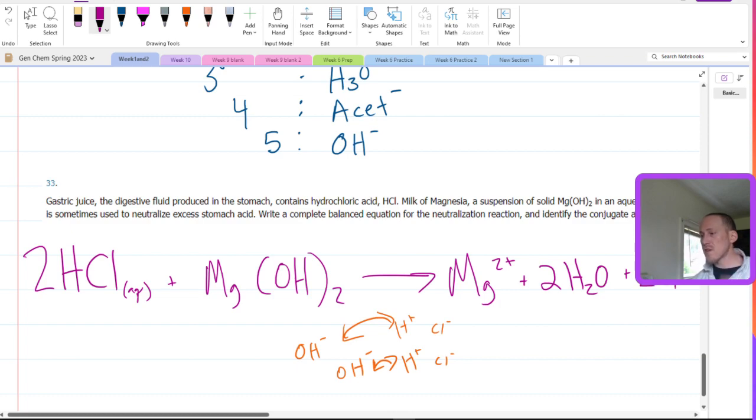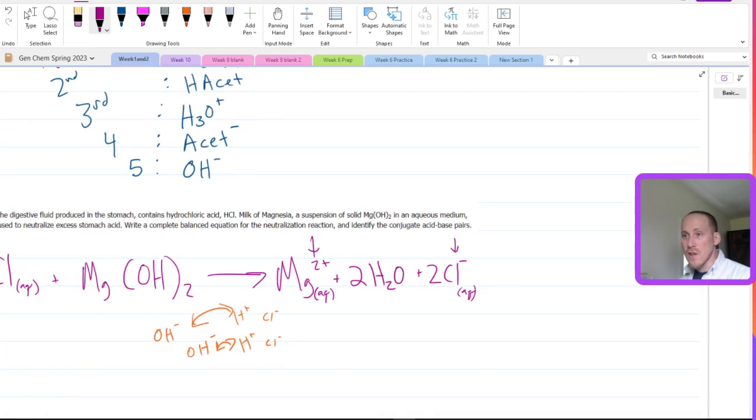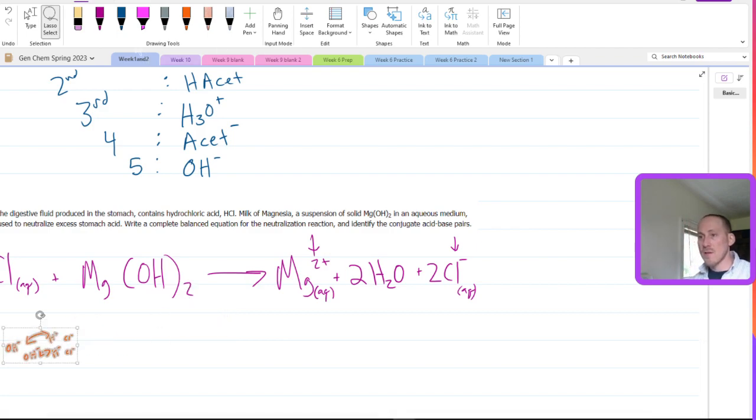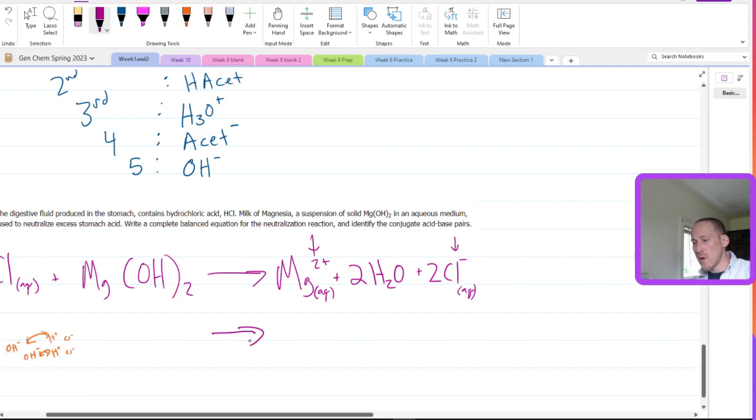Now the thing is, if this were to be written as a salt, what we could do is combine this magnesium 2 plus with these 2 Cl minuses. In solution, I think this is more accurate: they're floating around as aqueous ions. But if you dried your solution and made the water evaporate, maybe what you would actually get is MgCl2 plus 2H2O. And I'm going to call it aqueous. So that's up to you if you want to write it as dissolved ions or as this salt compound.